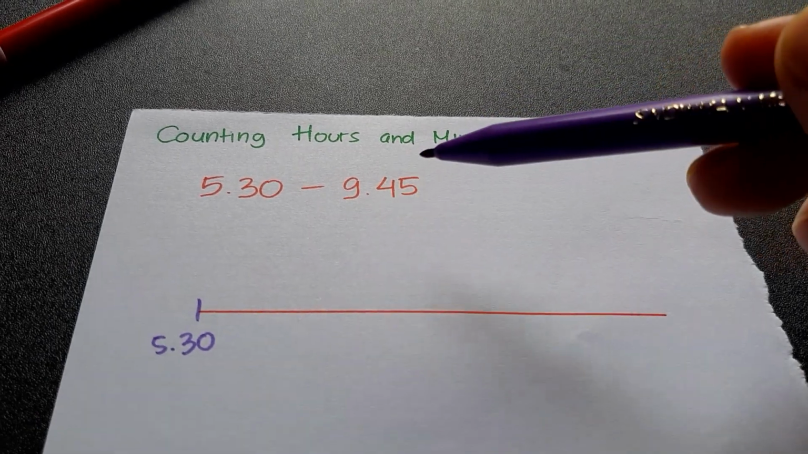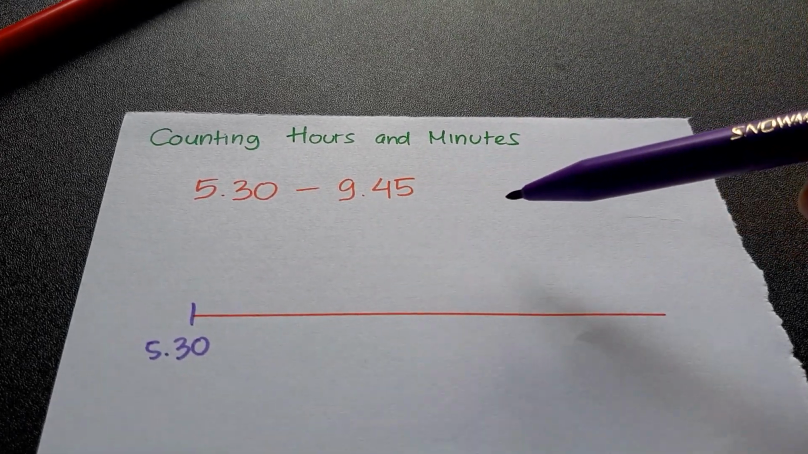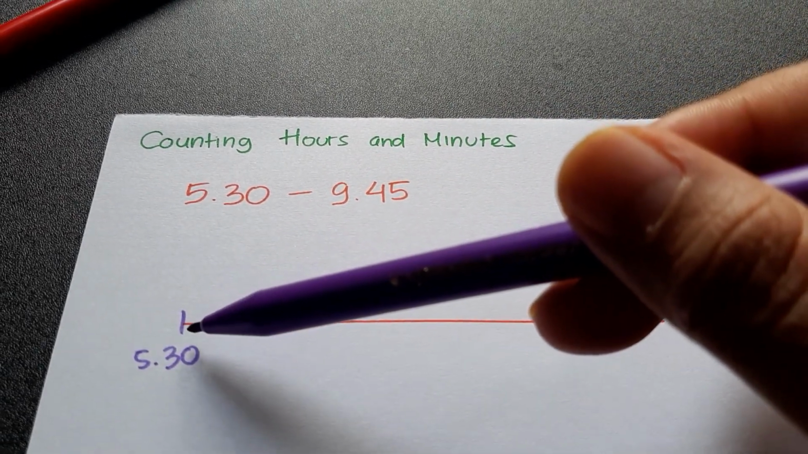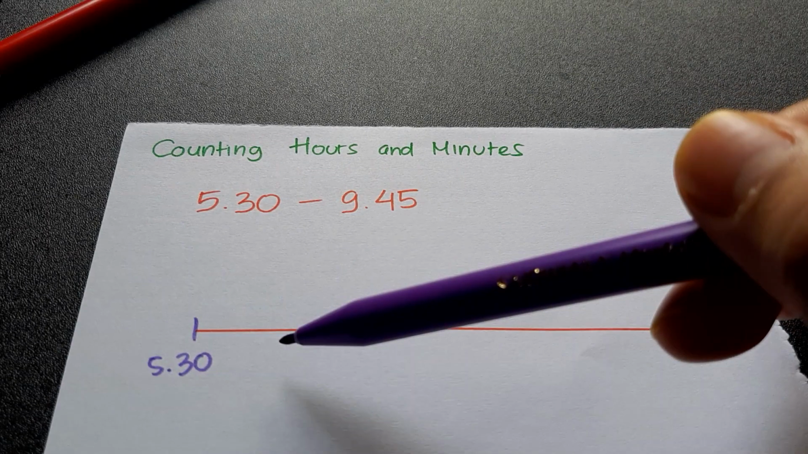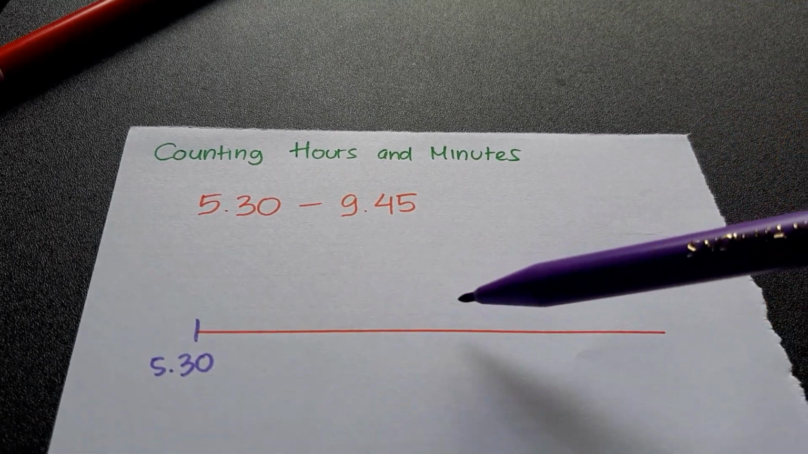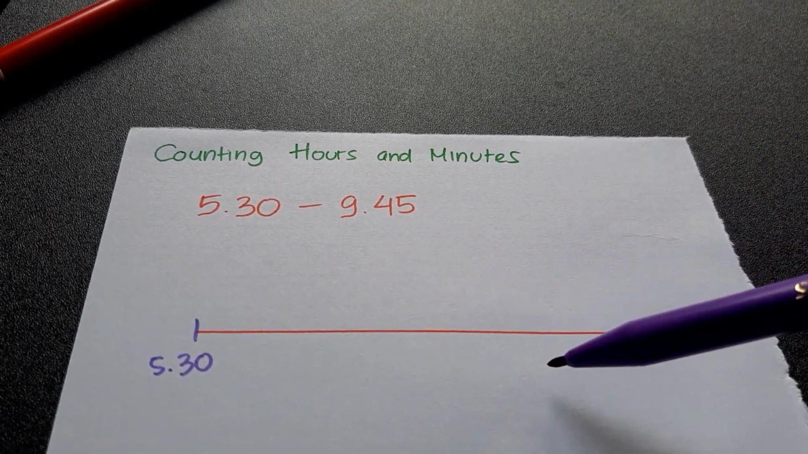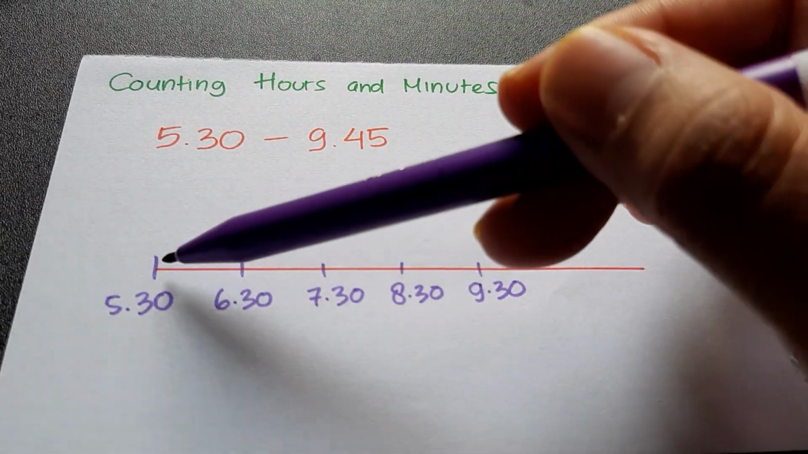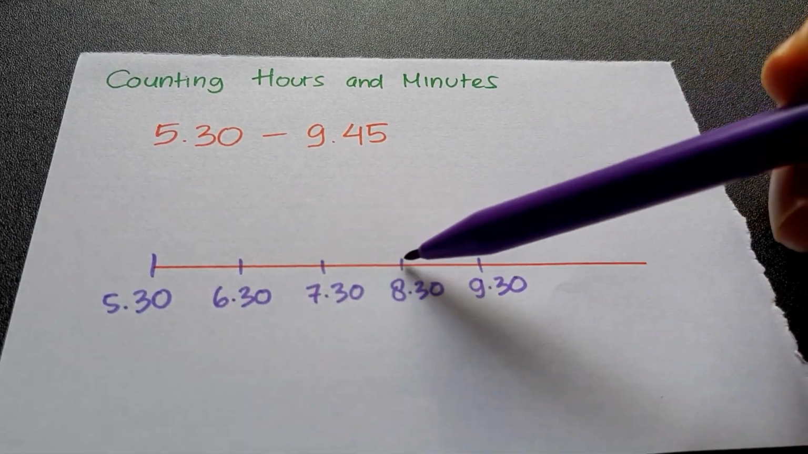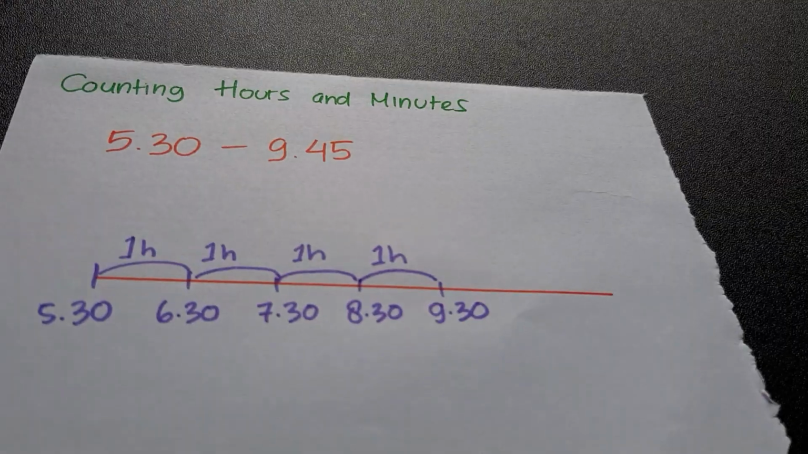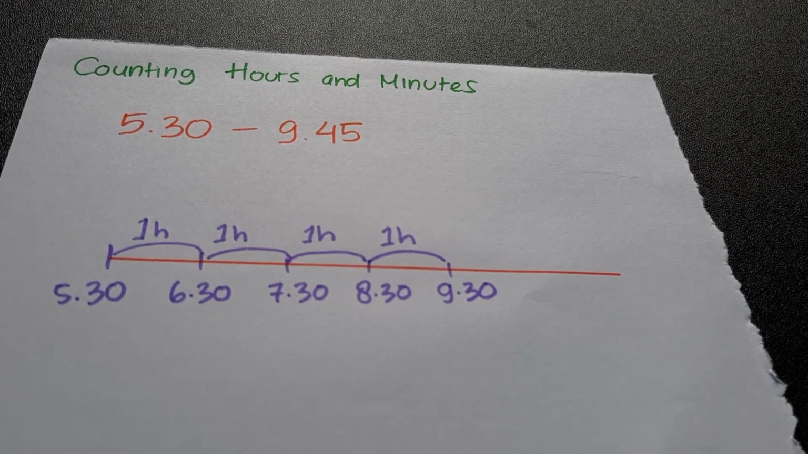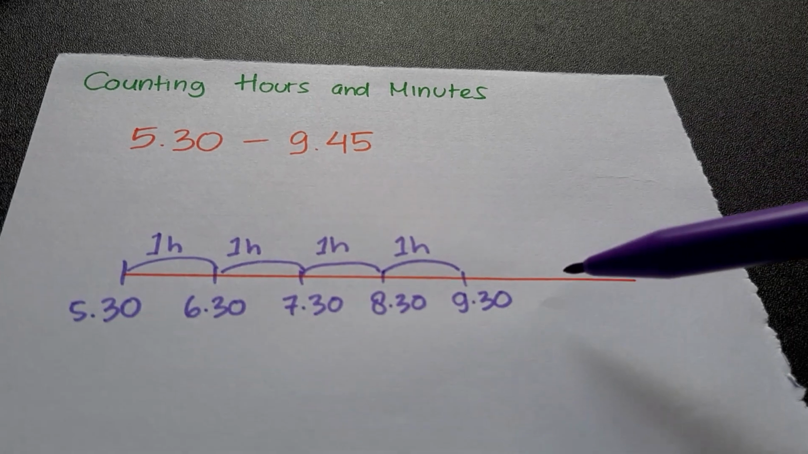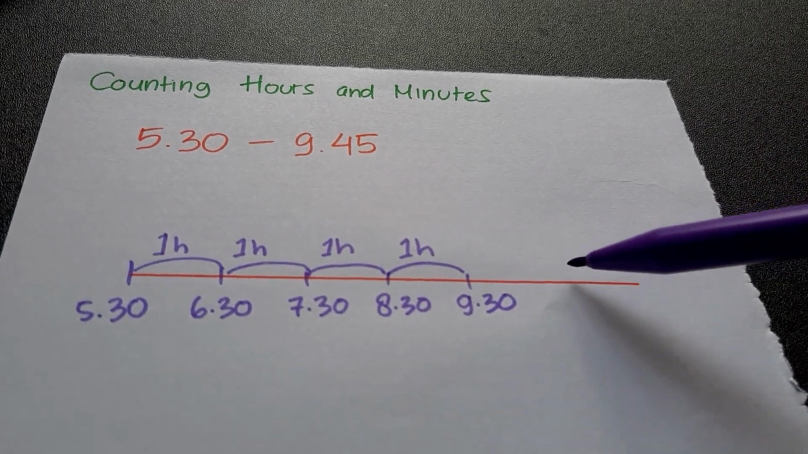Okay, since 5:30 to 9:45 is a long time, I'm going to count in hours first. So again, 1 hour after 5:30 is 6:30, 7:30, 8:30, 9:30. Okay, like this. And Miss Uni will write down over here 1 hour, 1 hour, 1 hour, 1 hour. After that, remember we haven't gone to 9:45, right? So after 9:30, Miss Uni will write down 9:45 over here.